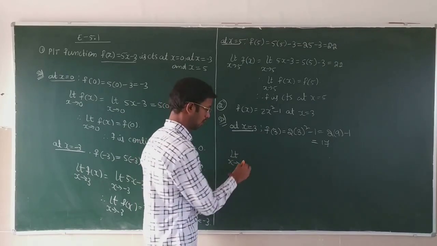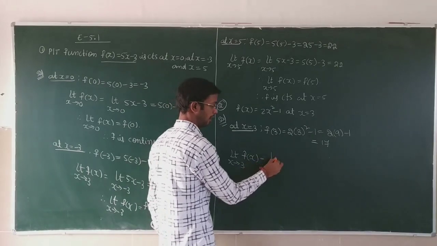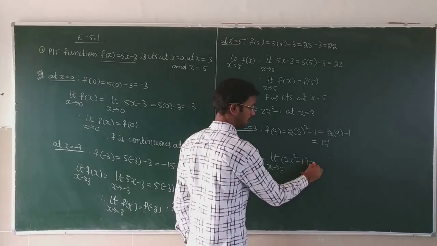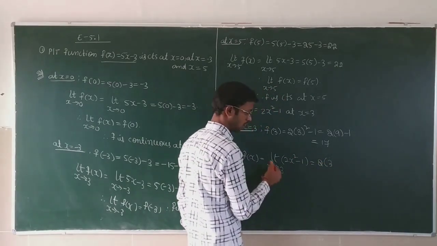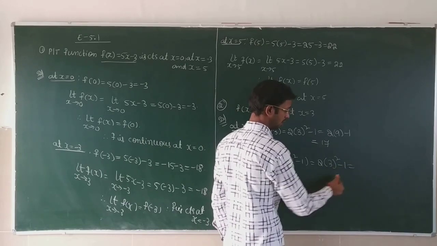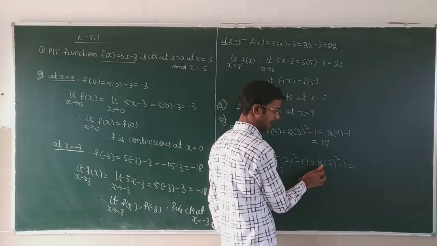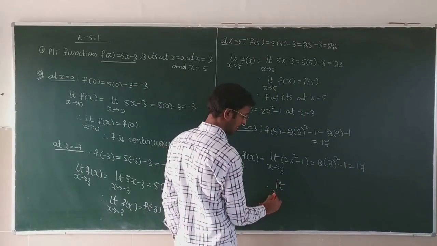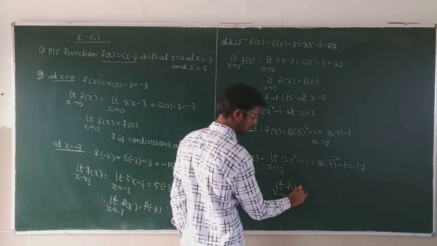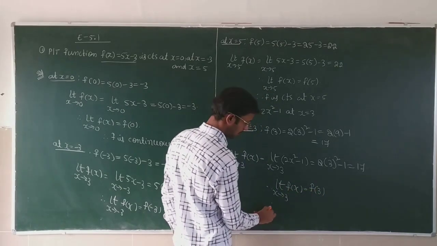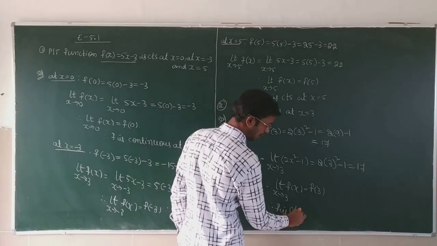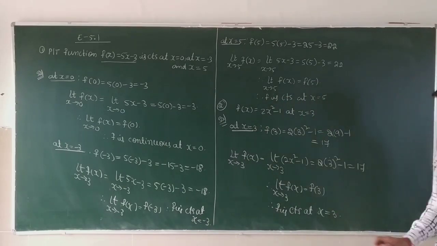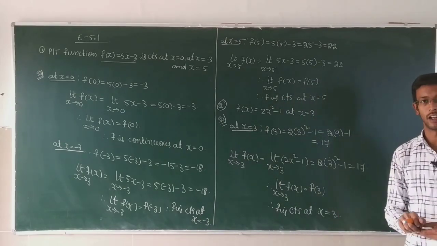Limit x tends to 3 of f of x is equal to limit x tends to 3 of 2x square minus 1. So 2 into 3 square minus 1. 3 square is 9, 2 into 9 is 18, 18 minus 1 is 17. Therefore, limit x tends to 3 of f of x is equal to f of 3. f is continuous at x is equal to 3.